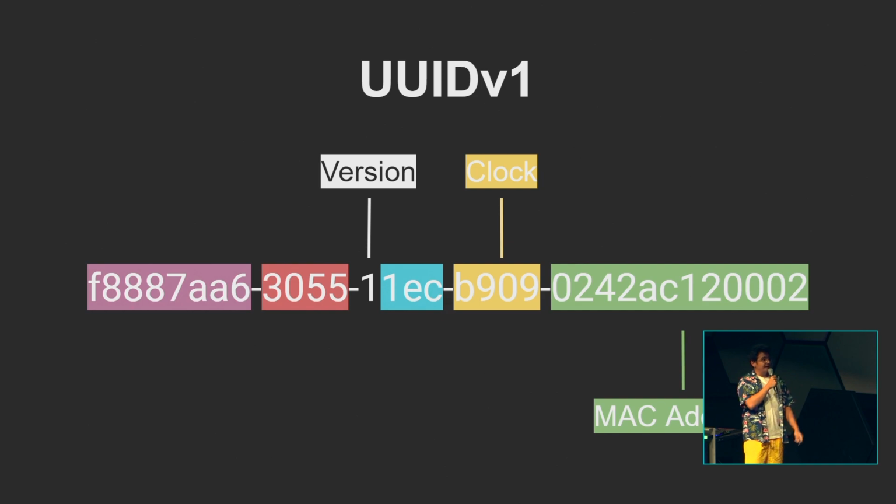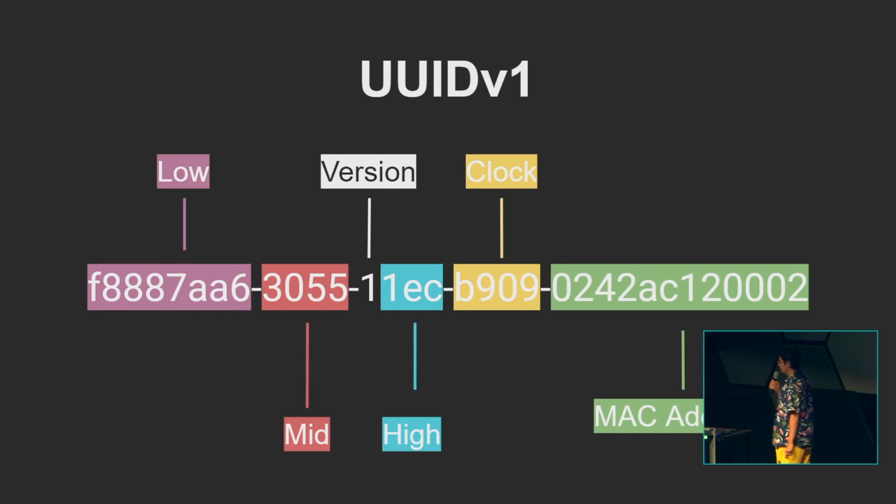So the MAC address is always the same for a single machine, so it's just the MAC address of the machine. And then you get a clock, which is actually a default value when first starting the operating system. So it's always the same for a single machine. And then we got the high, mid, low.